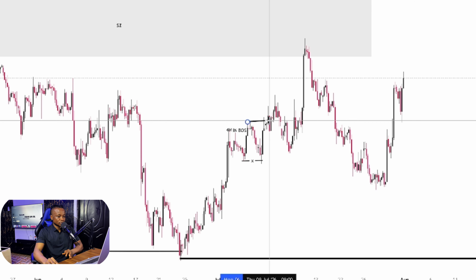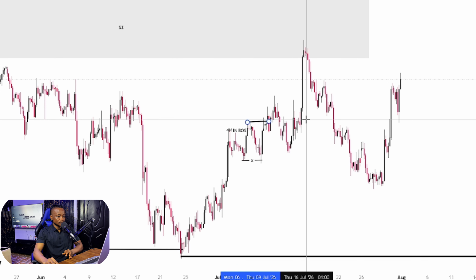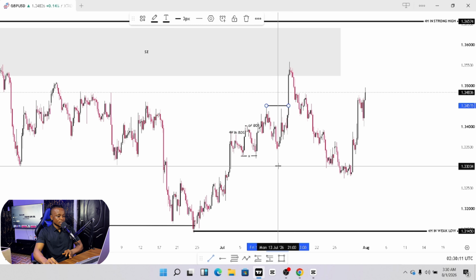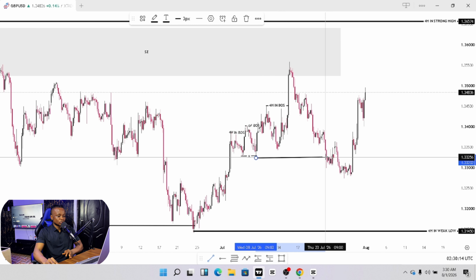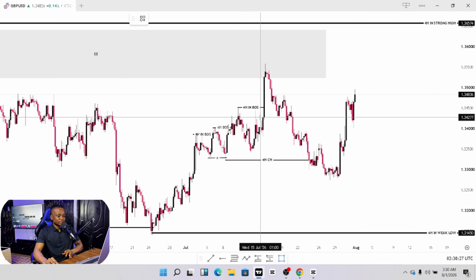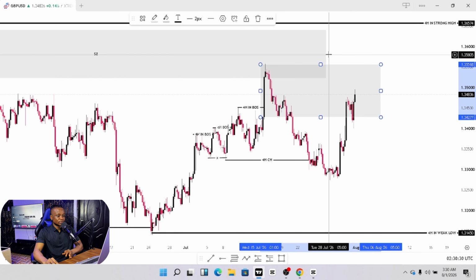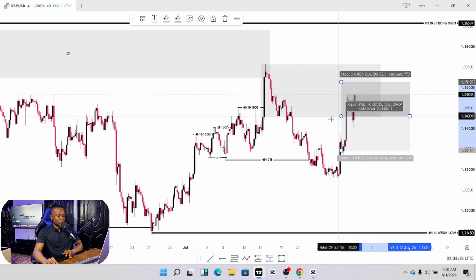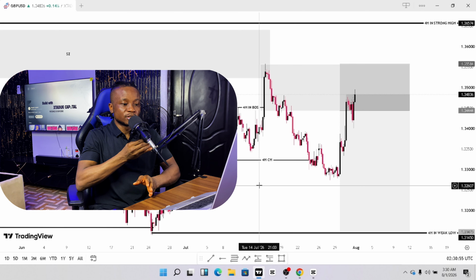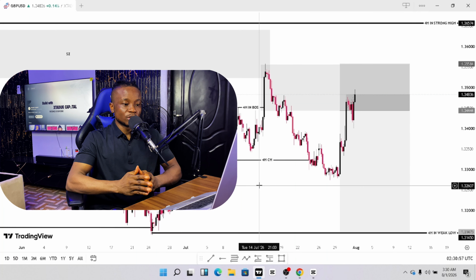This was a break of structure, and this was a break of structure. Now the substructure changed character to the downside, and you can see the reason why we picked here to be our supply zone, and our entry was something like this. So this was our entry on GBP USD before we closed the position. But let's explain to you why we made the decision to close out on this GBP USD sell.